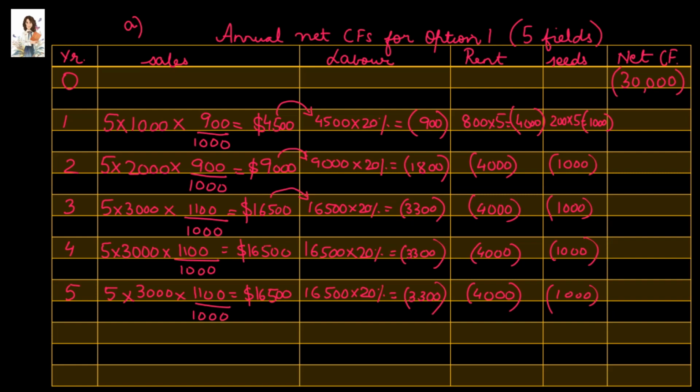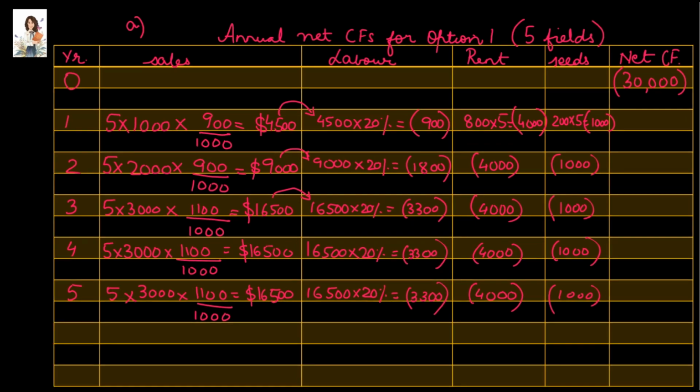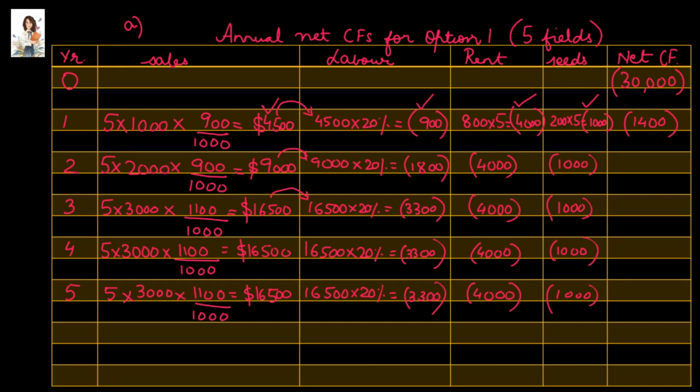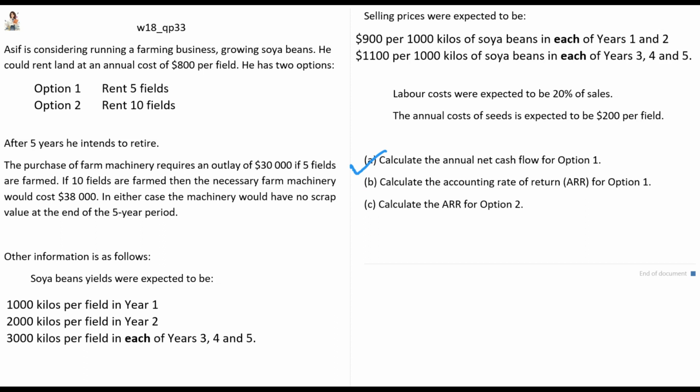We can now find out the net cash flow for each year. So for year 1, the net cash flow will be 4,500 minus 900 minus 4,000 minus 1,000. That gives us negative 1,400. For year 2, it will be 9,000 minus 1,800 minus 4,000 minus 1,000. That is 2,200 positive. For year 3, it will be 16,500 minus 3,300 minus 4,000 minus 1,000. That is 8,200 positive. Similarly, we will solve for years 4 and 5. We have now completed part A of the question.